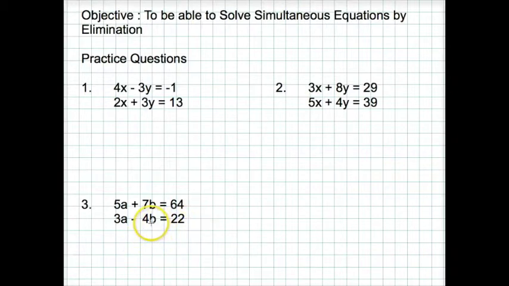What I'd like you to do now is to pause the video, have a go at the three questions, and then when you're happy with your answers, restart the video and go through the model answers with me. So pause the video now.